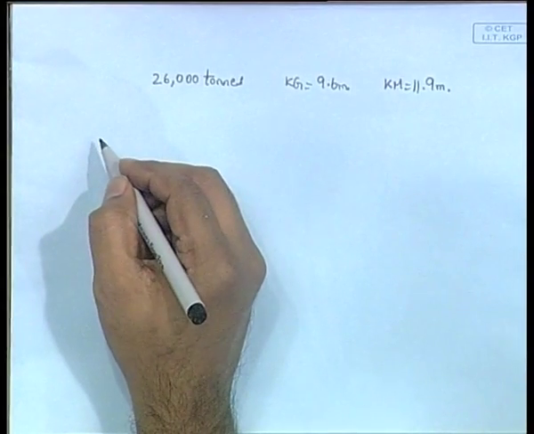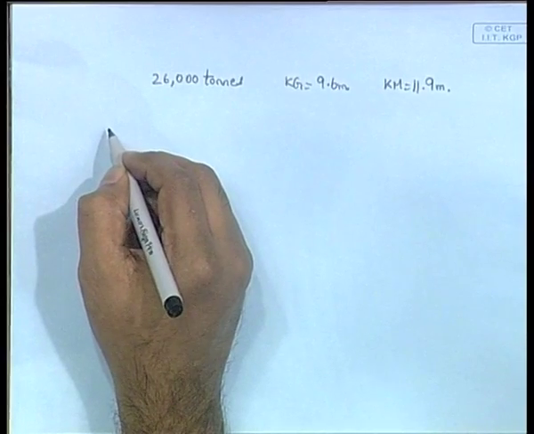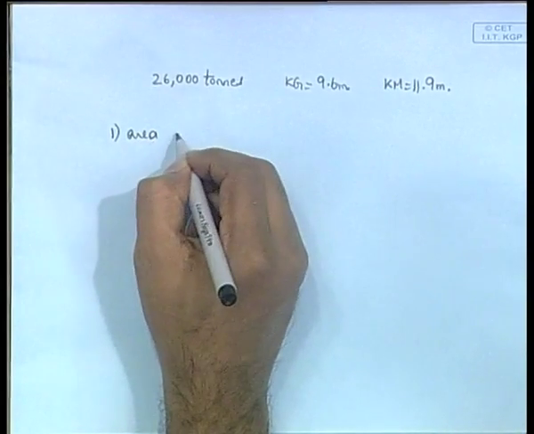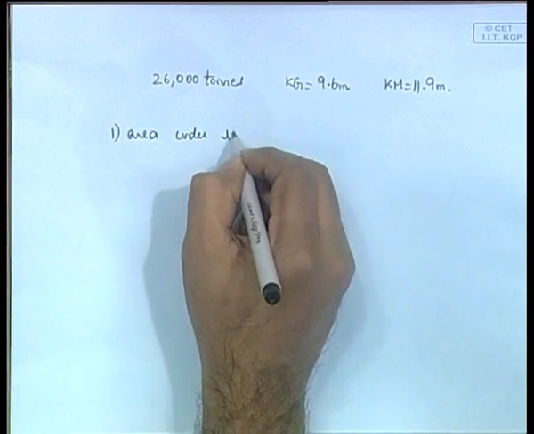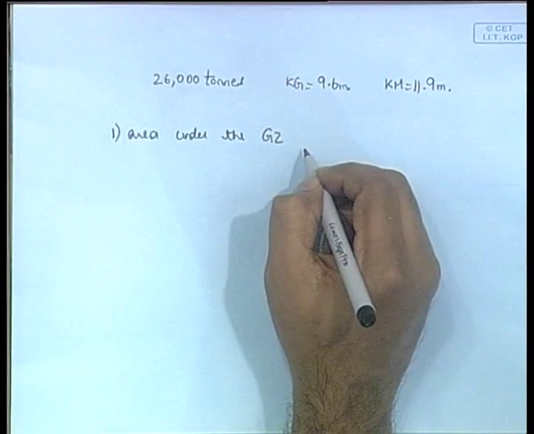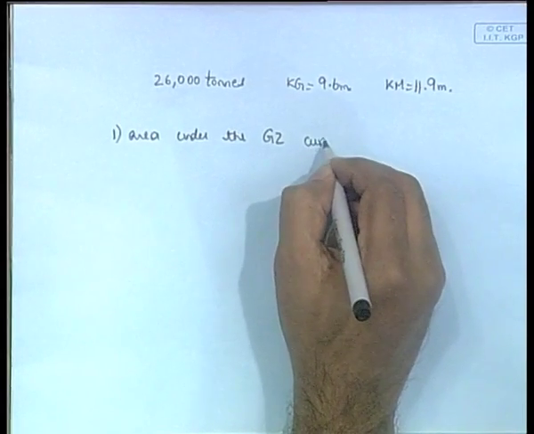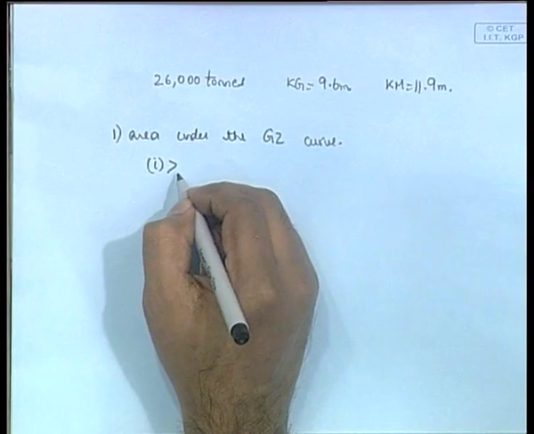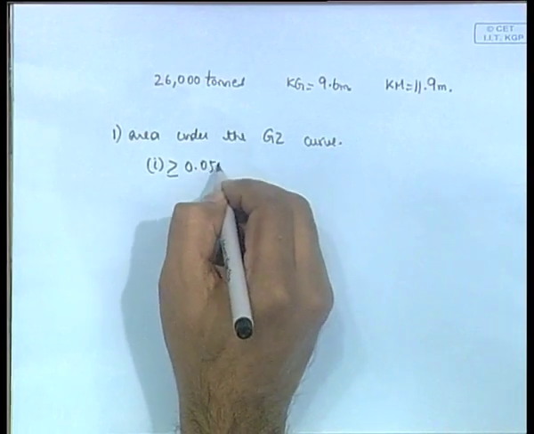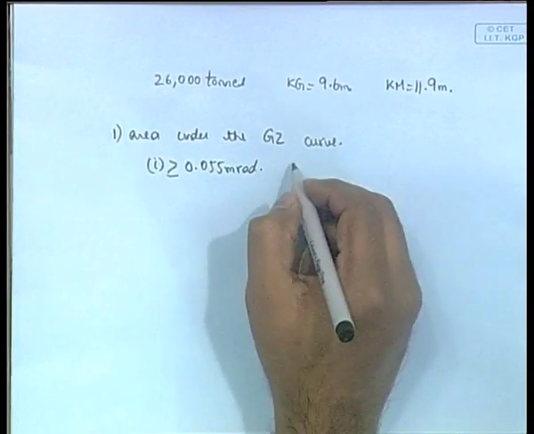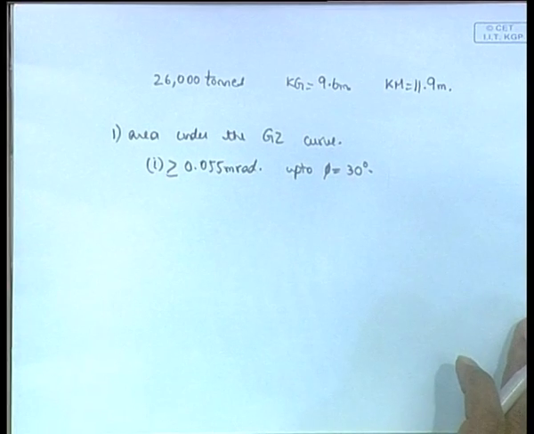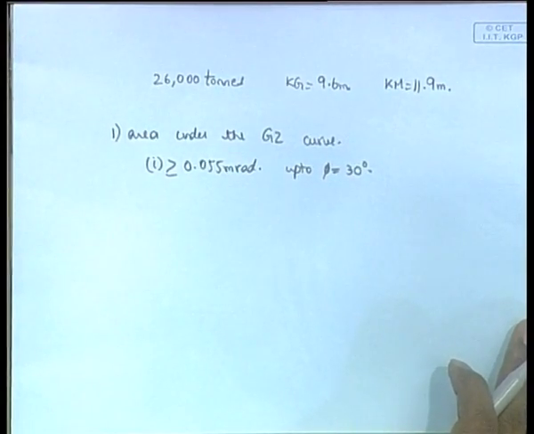So, the most important one is that you should know that the area under the g z curve, I will just write the most important of it, should be greater than or equal to 0.055 meter radians up to an angle of 30 degrees, up to phi equal to 30 degrees. This is the first rule: the area under the g z curve should be greater than or equal to 0.055 meter radians up to 30 degrees.